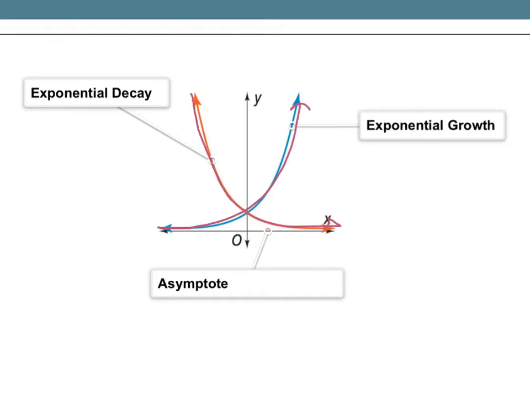Our asymptote is our x-axis. So our graphs are never going to touch the x-axis, but they're going to be really close. No matter how small of a number we pick for this exponential growth graph, it's going to get really, really close to this x-axis line, but it'll never touch. It's going to get super close, closer and closer and closer, but it'll never touch that line.